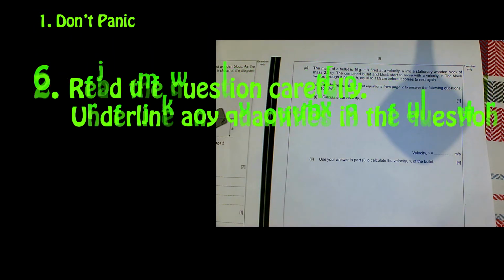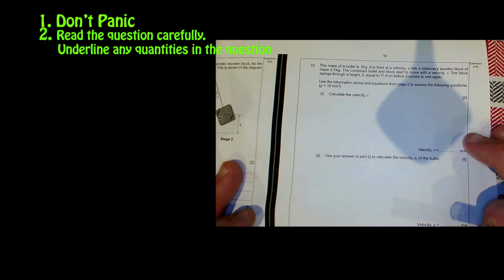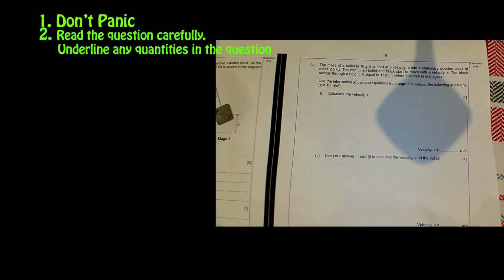First thing people will do is panic and go, that's 8 marks, that's a lot of marks, I'm not going to be able to get it. Second step is read the question carefully. RTFQ, read the full question. And as you're going through, underline any numbers that are in there, complete with the units, just to make them stand out. You could highlight them if you had a highlighter.